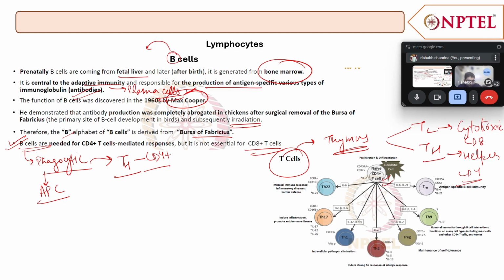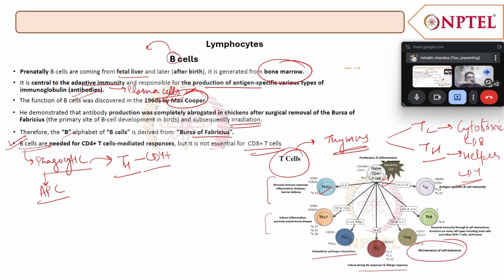If the one is TH22, that helps in mucosal immune response, inflammatory disease, and barrier defense. Then we have TH17 that induces inflammation and promotes autoimmune diseases. TH1, intracellular pathogen elimination, and TH2 that induces strong antibody response and allergic reactions. Then we have T regulatory cells that maintain self tolerance. They help in regulation of the self tolerance.